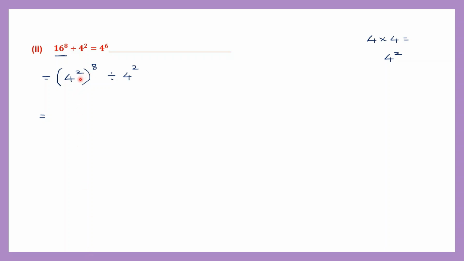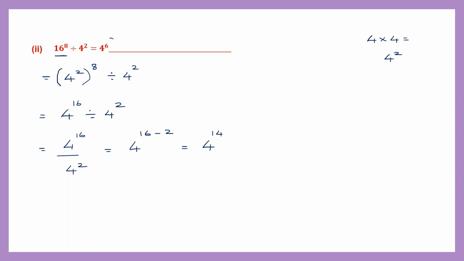Whenever you have one power raised to another power, remember you can multiply the powers. That means 2 8s are 16. So this becomes 4 raised to the power of 16 divided by 4 raised to the power of 2. Now this is again division, so this will be 4 to the power of 16 minus 2, because when it is division, you have to subtract the powers. 4 to the power of 16 minus 2 is 4 to the power of 14. So this is the left hand side.